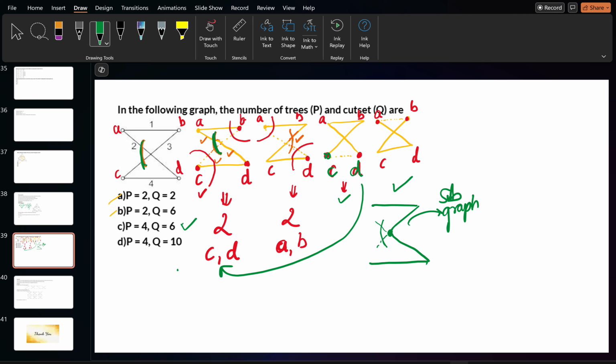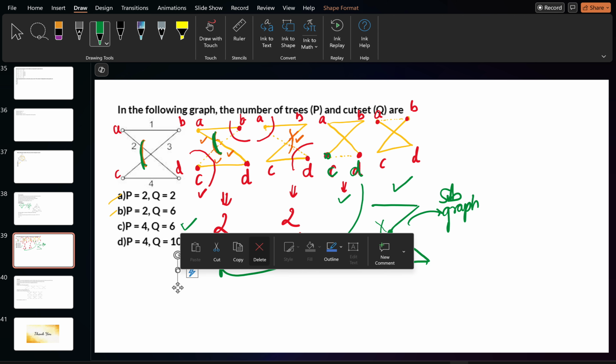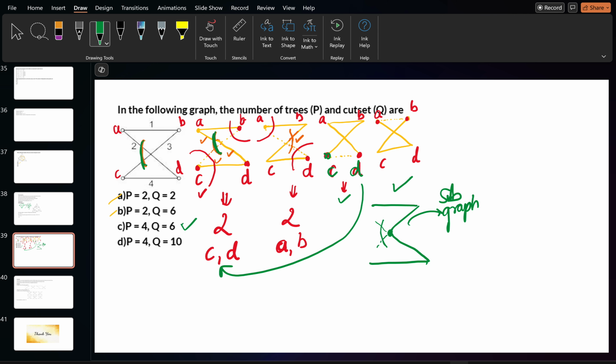Sir, but NPTEL lectures have extra content. Yes, but you have to read only what is in the syllabus. See the GATE syllabus and try to cover that portion only. Getting my point?